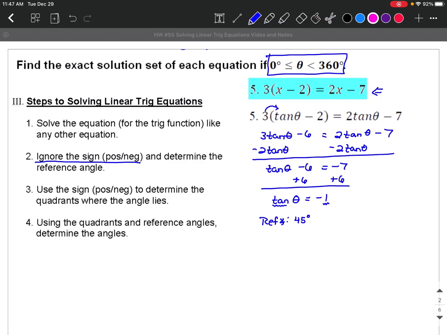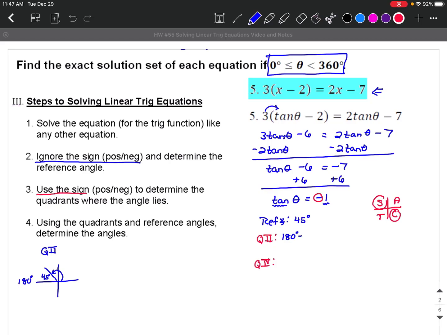Now we use the fact that this is negative. Now we're using this sign. And the fact that I know that all students take calculus, tangent is negative in the second and the fourth quadrants. If we're in the second quadrant and we have a reference angle of 45 degrees, that means we're 45 degrees before 180 degrees.